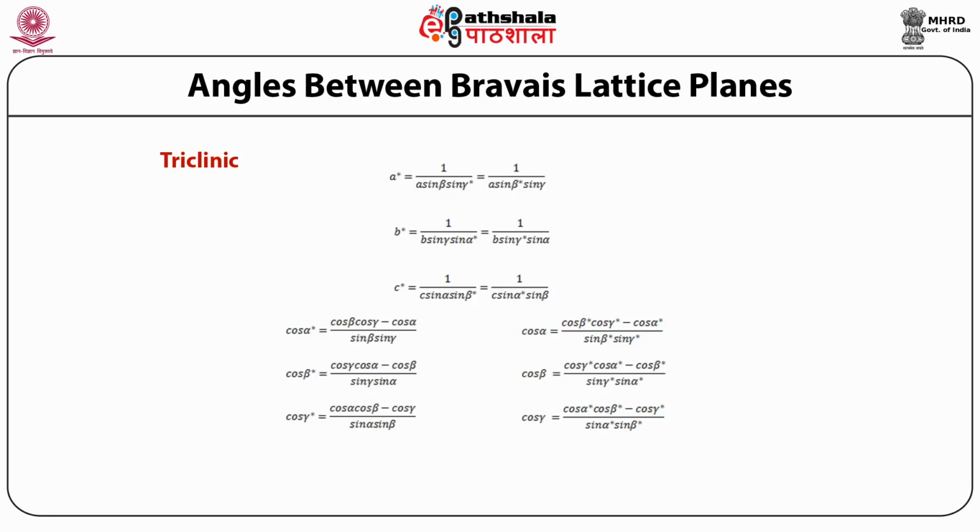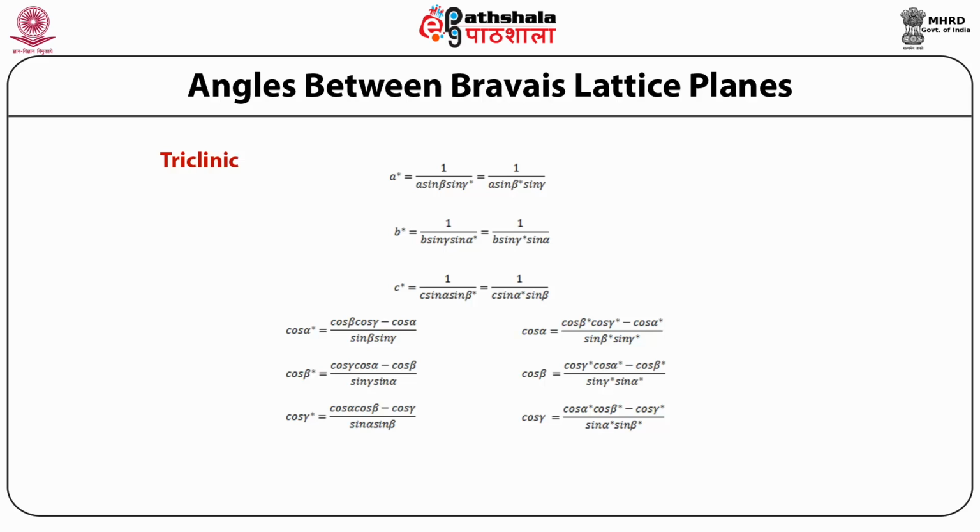Cos alpha star equals cos beta cos gamma minus cos alpha over sin beta sin gamma. Cos beta star equals cos gamma cos alpha minus cos beta over sin gamma sin alpha. Cos gamma star equals cos alpha cos beta minus cos gamma over sin alpha sin beta.